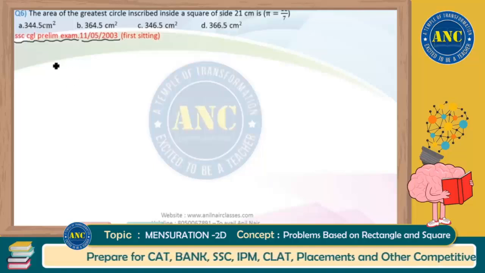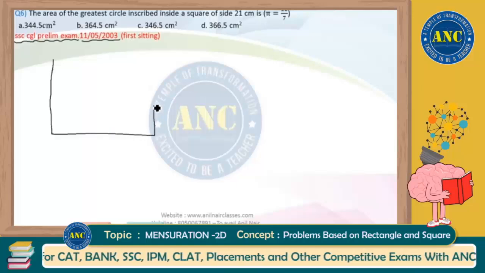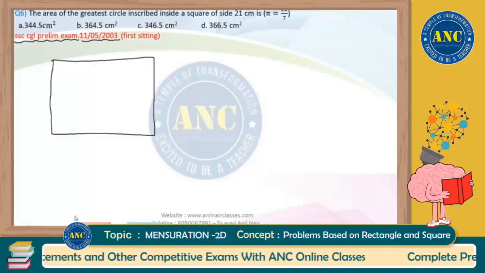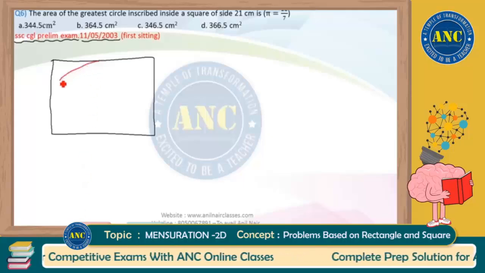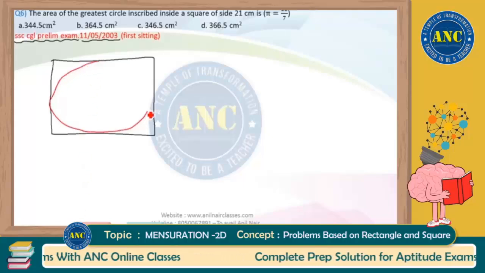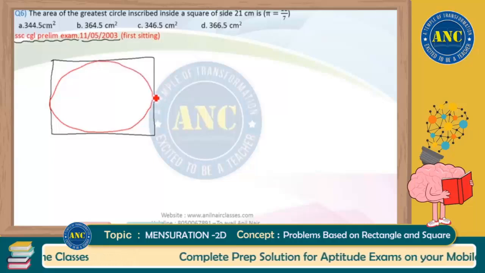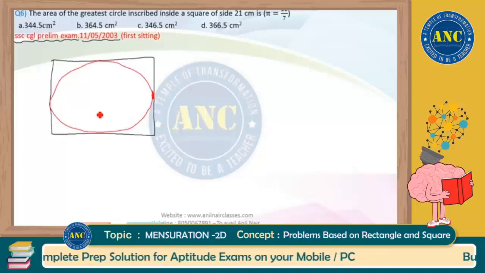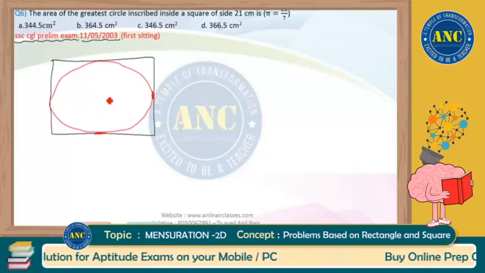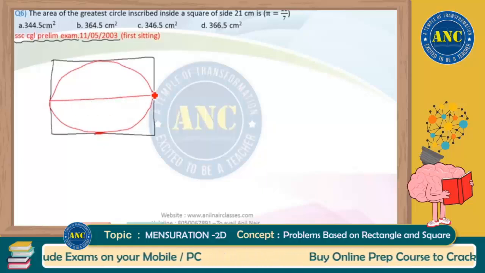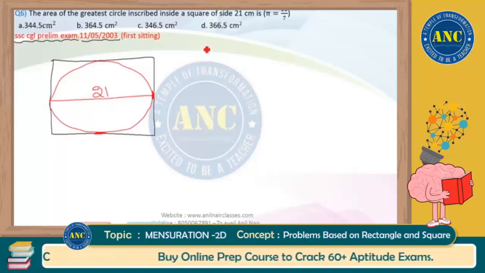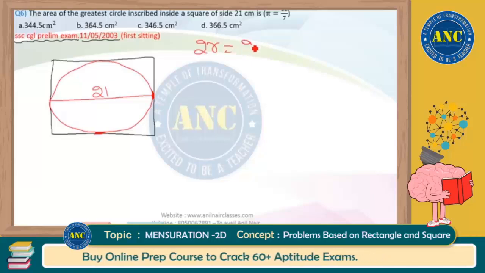Now see here, same logic. There is a square. The square is having a side of 21 centimeter. I want to inscribe a circle inside this. This should be greatest. The diagram is not drawn to the scale. The circle will have the greatest area when it touches all the four sides of a square. That means this becomes the diameter of the circle, that is nothing but equal to 21. Right? That means 2 times r is 21.